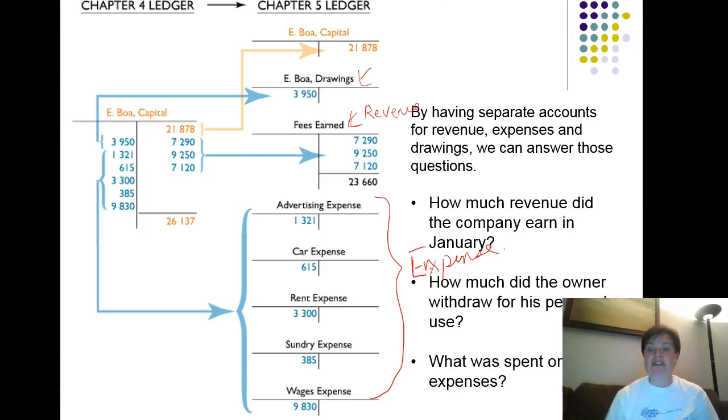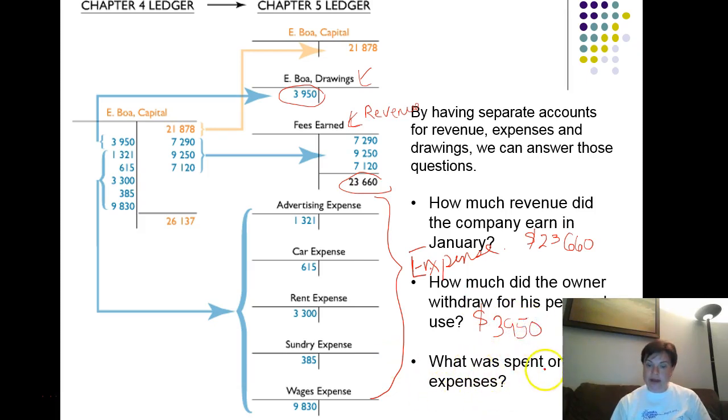So now we've got these separate accounts, so we can ask these questions again. How much revenue did the company earn in the month of January? Well, we can see that number now. They earned $23,660 in revenue. How much did the owner withdraw for his personal use? Well, we got that information over here. This was just that first item, and it was his drawings, or how much he took out for personal use. So we can answer that question now.